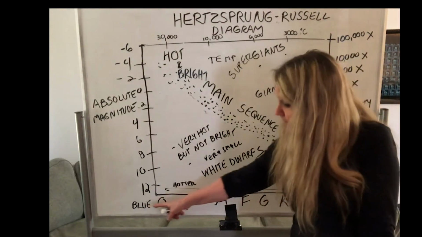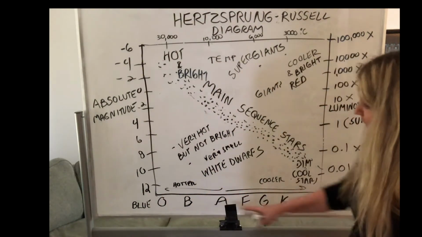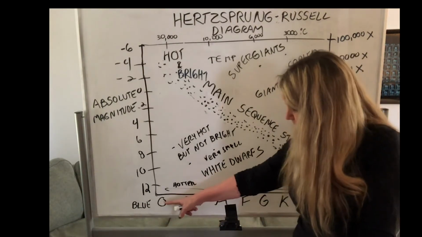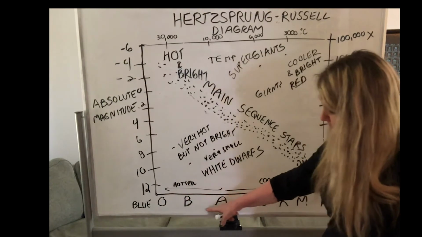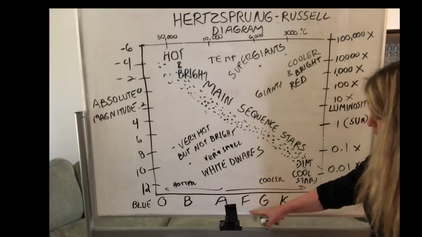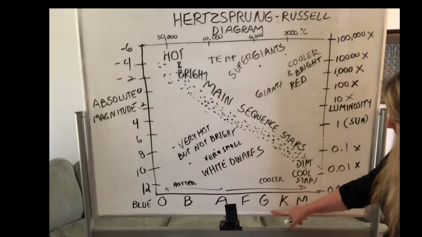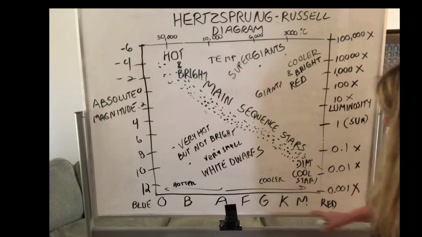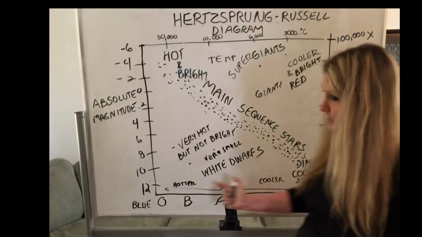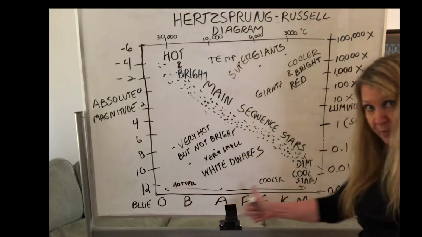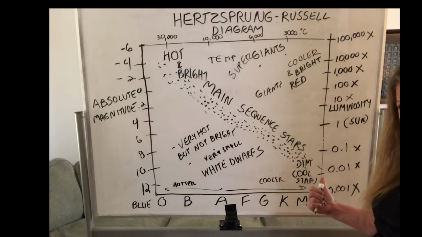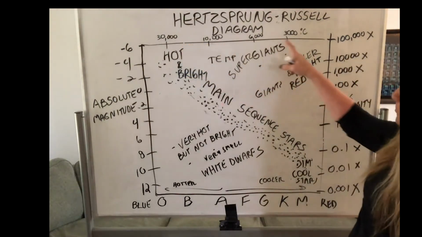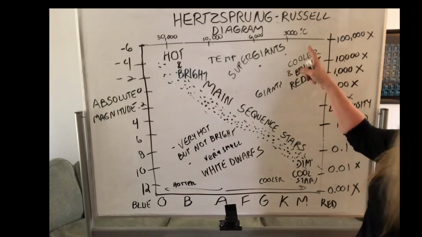Down here, x-axis, we have the color scale. This is toward the blue end. So O is violet, B is blue, A light blue, F is white, G yellow, K orange, M red. So this is cooler toward this direction. So red is cooler, blue is hotter. So as we go this way, we're actually getting cooler. Temperature's decreasing.